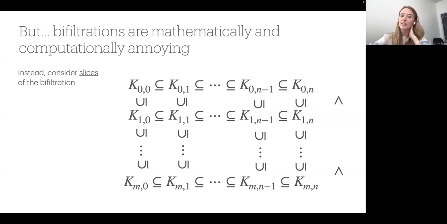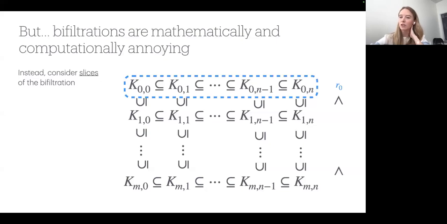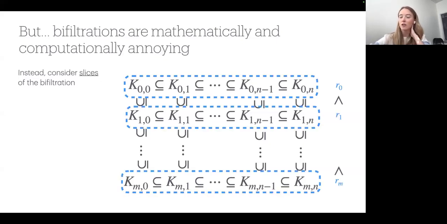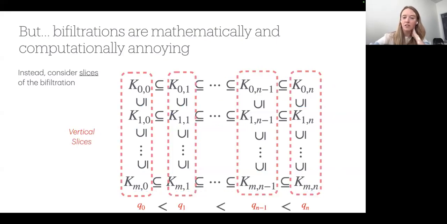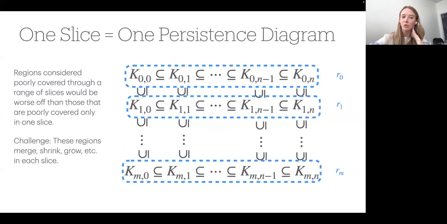So one thing that we thought about instead is let's just consider slices through this bifiltration. So we can consider, say, this sequence of horizontal slices or a sequence of vertical slices. And then in that case, you end up with one persistence diagram per slice. And the idea then becomes for each persistence diagram, can you identify what's happening across those slices? Can you match the topological features from one slice to the next slice to sort of capture information inspired by this multi-parameter persistence that isn't quite the same?